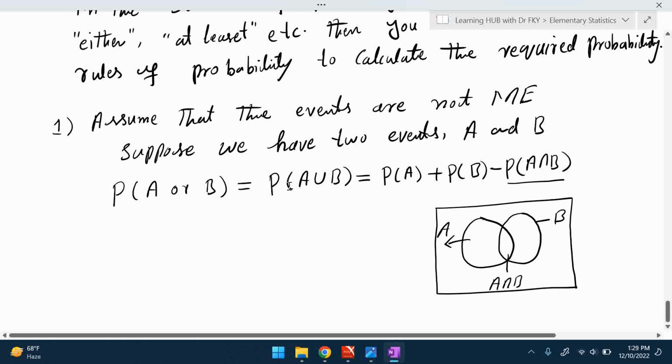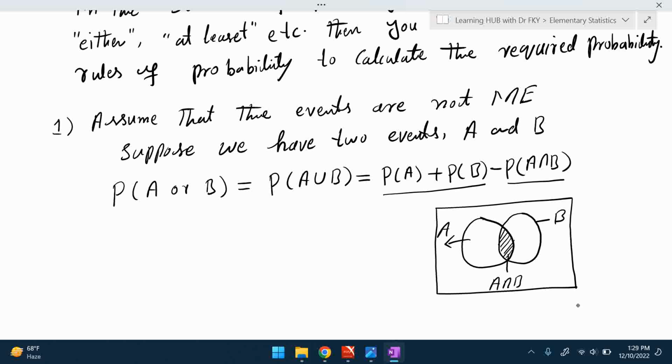So in the additive rules of probability, probability of A union B is equal to probability of A plus probability of B minus probability of A intersection B. Why are we subtracting probability of A intersection B? Because you can see that this whole event is A and this whole event is B. So the probability of event A or B is equal to probability of A plus probability of B. And you see this portion which is the intersection is counted in the probability of A, and this portion is also counted in the probability of event B. Therefore, this is counted twice. Therefore, we subtract this portion once, minus probability of A intersection B.